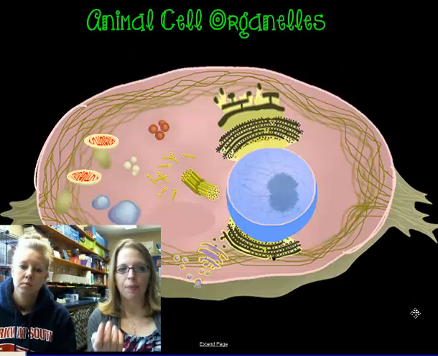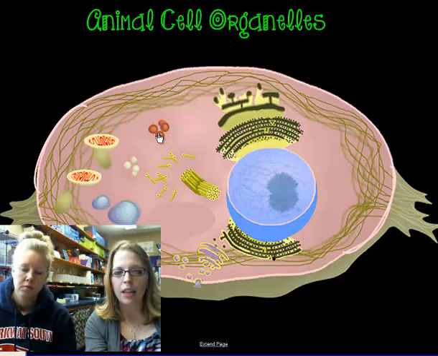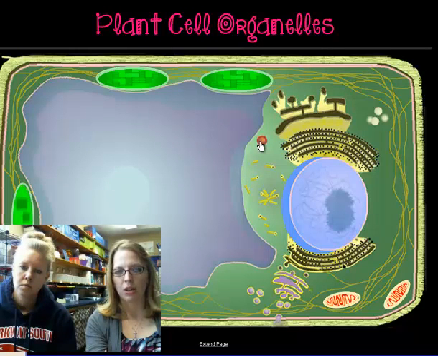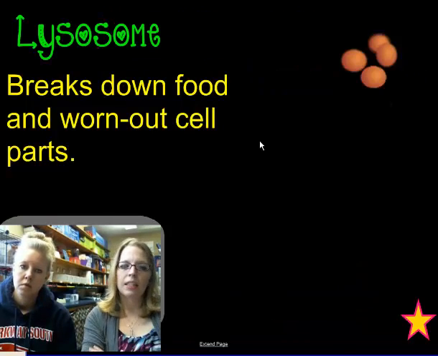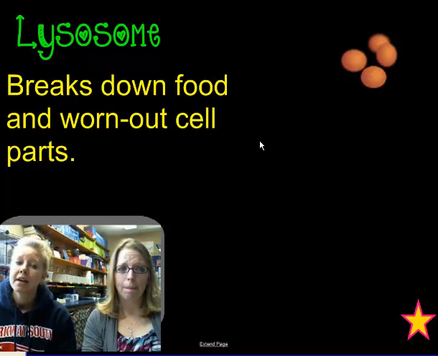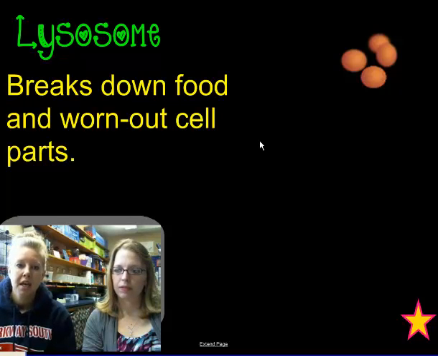Finally, the lysosome. The lysosomes are right here. And again, they're just little circle doohickey thingies. And they're in the plant cell too. There's only one in this picture, but there may be more. And the lysosome, it has a very important job. Its goal is to break down the food and any other cell parts that might be kind of done. They just have outlived their worth to us. So the lysosome takes those cell parts, breaks them down, and then eventually the cell gets rid of them.